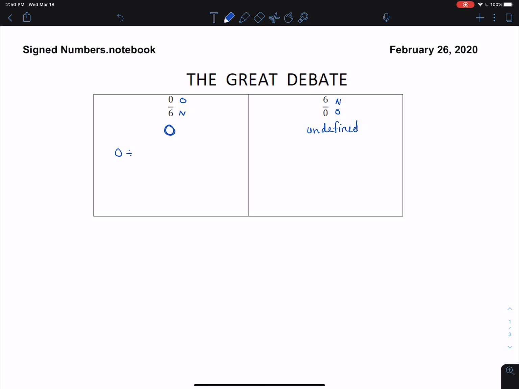So if we had 0 divided by 6, that also gives us an answer of 0. Likewise, if we're thinking of it with our long division, 0 divided by 6 gives us 0. And for undefined, if we had 6 divided by 0, that would also give us an undefined answer, as would 6 divided by 0 written as long division. We'd write it as undefined.